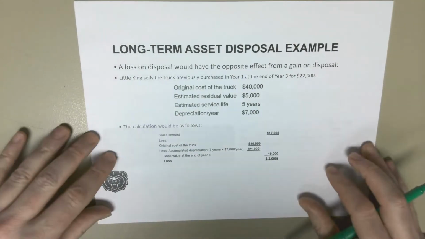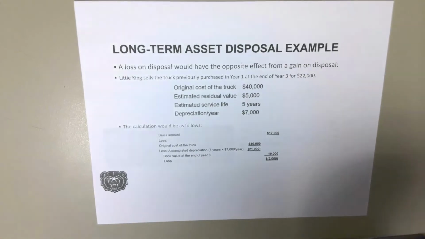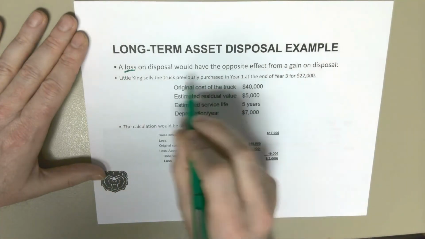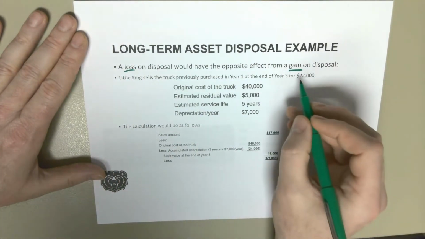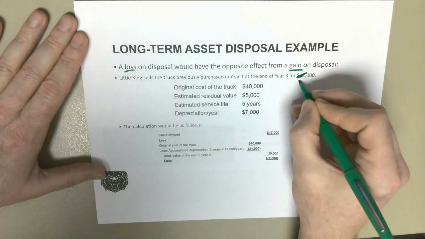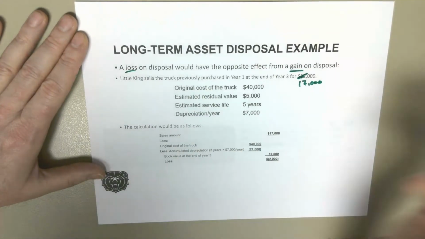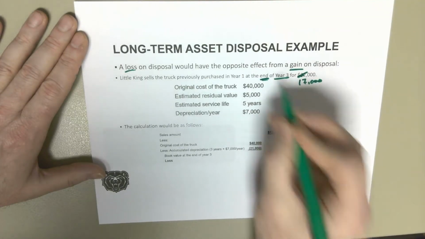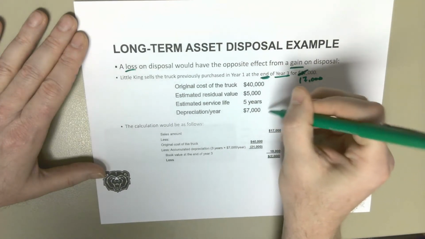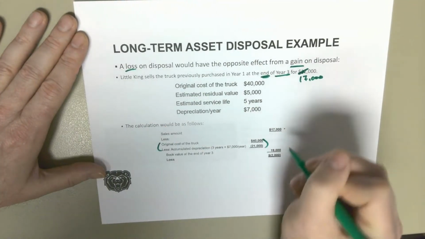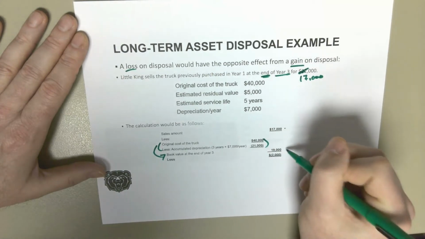Okay. So long-term asset disposal example here, we're going to have a loss. So a loss is going to have the exact opposite effect of a gain. So let's say that they sell, this should be 17,000. Okay. So let's say they sell the same truck at the end of year three for $17,000. Remember, this is the end of year three. Okay. So same calculation up to here, except now our sales amount is 17. We find our book value to be the same, 19,000.